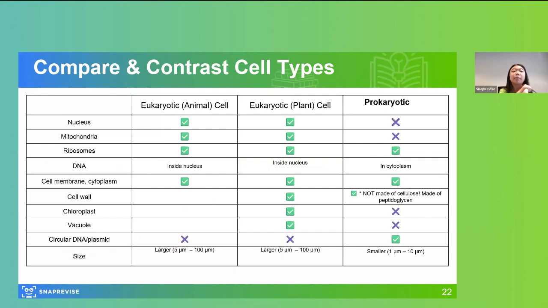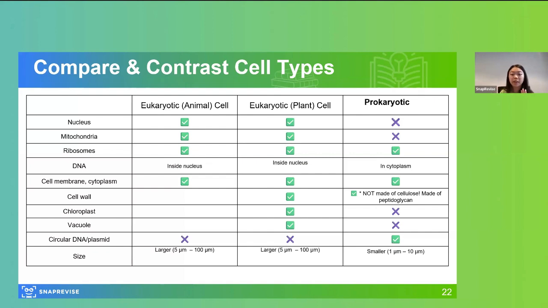Okay, first part is comparing and contrasting cell types. So with comparing and contrasting cell types, there are technically two, but three you need to look at. So there are two main types, eukaryotic and prokaryotic. So eukaryotic being our animal cells, so the cells in our body, plant cells, and prokaryotic is more bacterial cells.